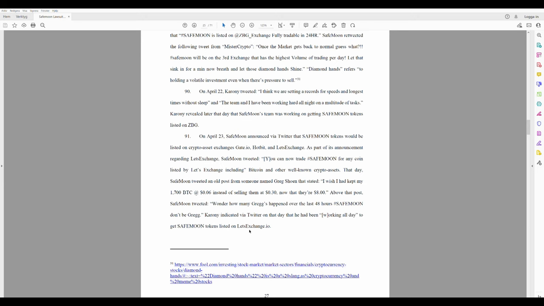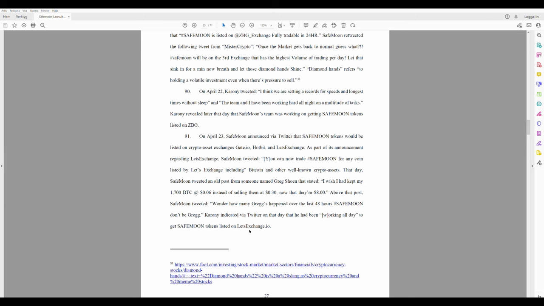On April 22nd, Crony tweeted, "I think we're setting a record for speeds and longest times without sleep." And is he sleeping in his car or trailer still? No. "And the team and I have been working hard all night on a multitude of tasks." Crony revealed later that day that Safemoon's team was working on getting Safemoon tokens listed on CBG. I thought he just said everything was done with CBG, right? Well, just another lie from the Crony joke.